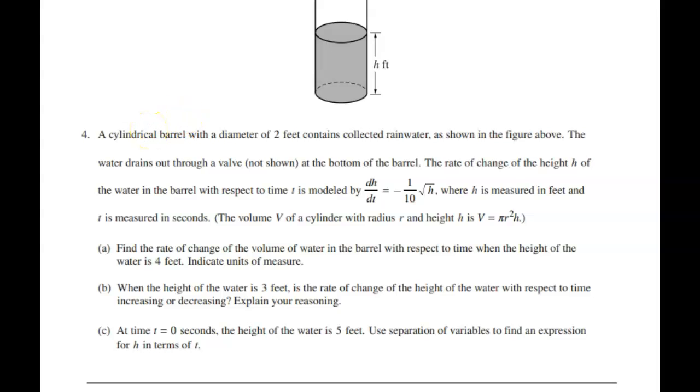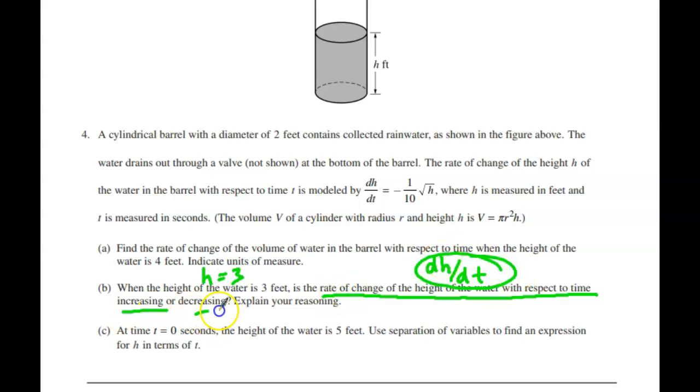Okay, for question B, pretty interesting question. It kind of stumped me a few times when I was first looking at it. When the height of the water is 3 feet, is the rate of change of the height of water with respect to time increasing or decreasing? This is a really crazy sentence here. Rate of change of height of water with respect to time. Now, there's a much easier way to write that, and it's dH/dt. That's the rate of change of the height of the water with respect to time. So, when the height equals 3, is this increasing or decreasing?